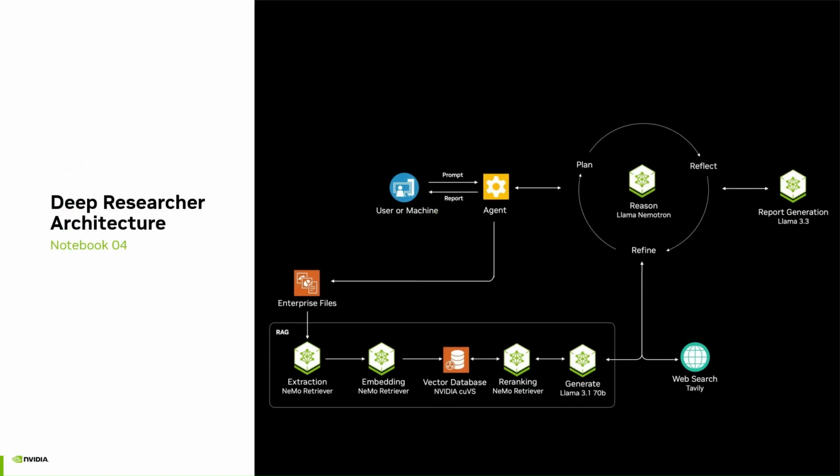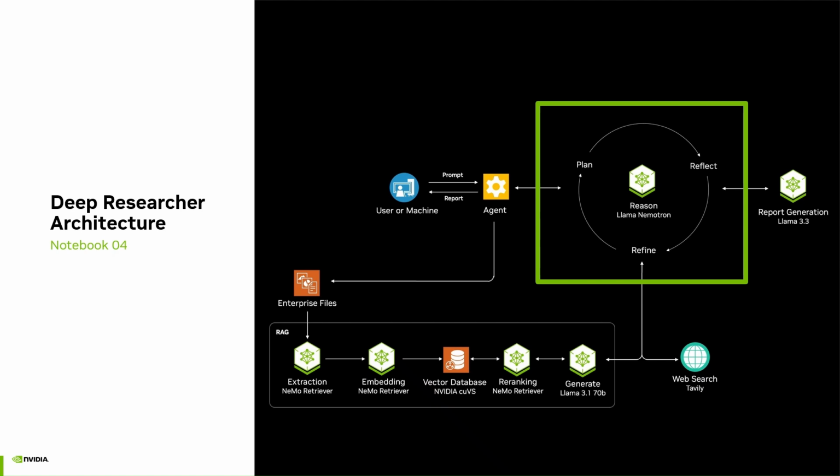This is the architecture of the deep research pipeline we will build and deploy using the NVIDIA IQ Research Assistant blueprint. While complex, we can see that this breaks down into a few different major components: the reasoning model, the RAG component, and the web search component.